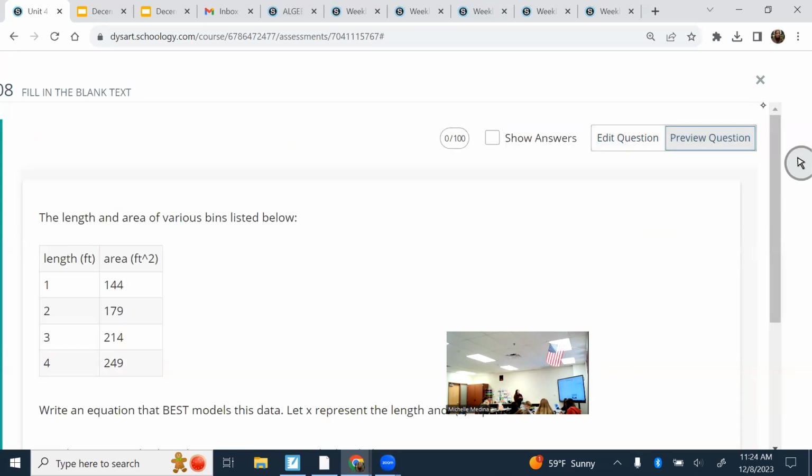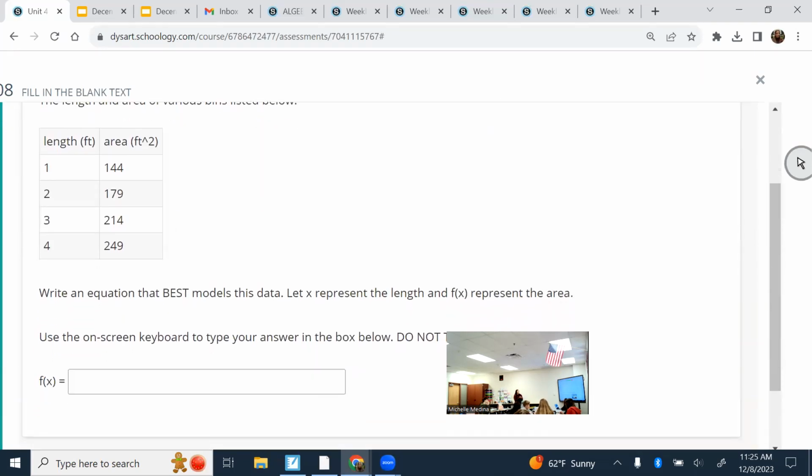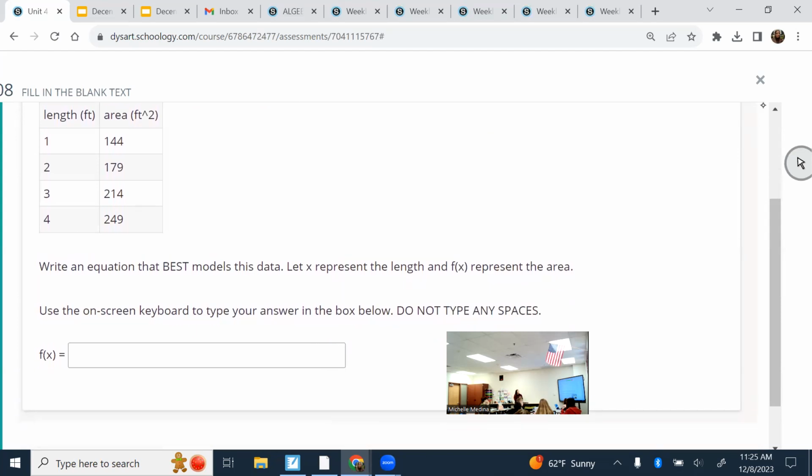So we have length and area of various bins. Write an equation that best models the data. Let x be length and f of x be area. Use, and you're just typing it. Don't put any spaces when you type it in.